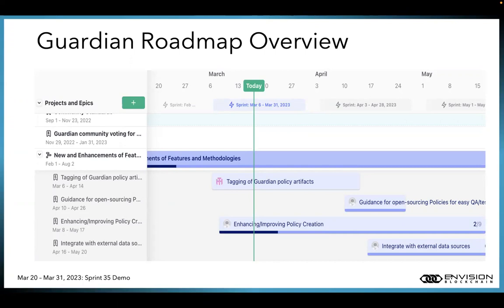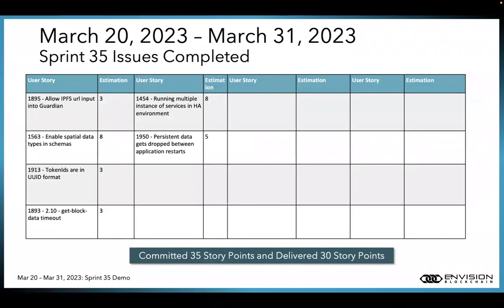So as you can see, we are still continuing our work on tagging of Guardian policy artifacts. We are also working on some of the ways of enhancing or improving policy creation. We are continuing our work on guidance for open source policies for easy QA and testing, and so on and so forth.